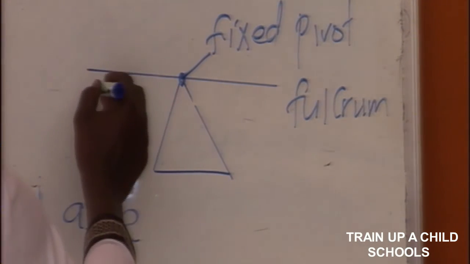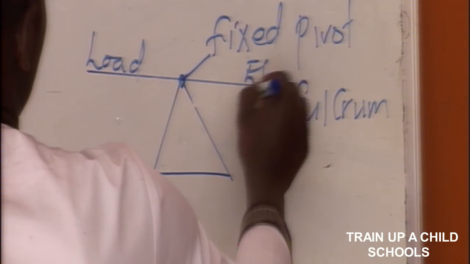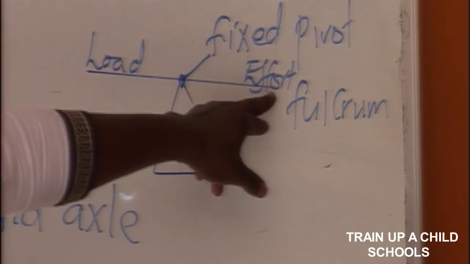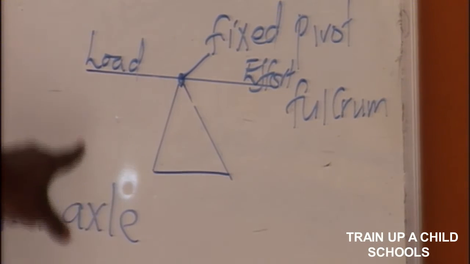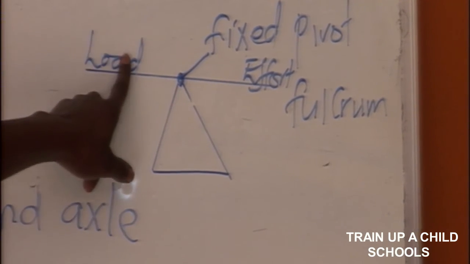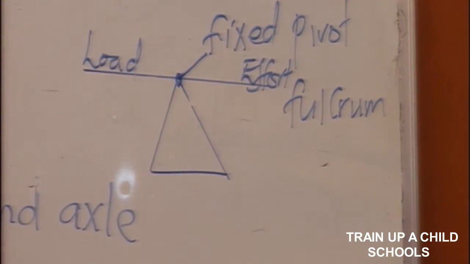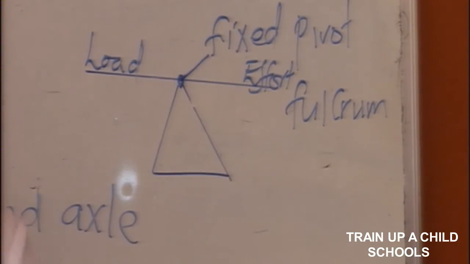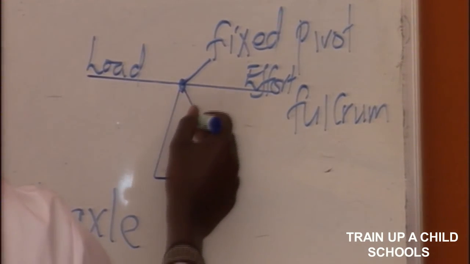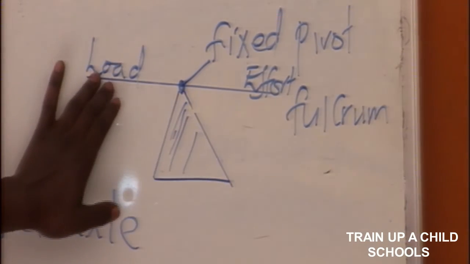And this side will of course have the load, and this side will have the effort. The effort is that force that you need to overcome the load. And the load is the weight which is supposed to be overcome by the force, which is the effort. So we have the fixed point, which is called the fulcrum, which is this one here. This point is not flexible. It's called a fulcrum, if not pivot.